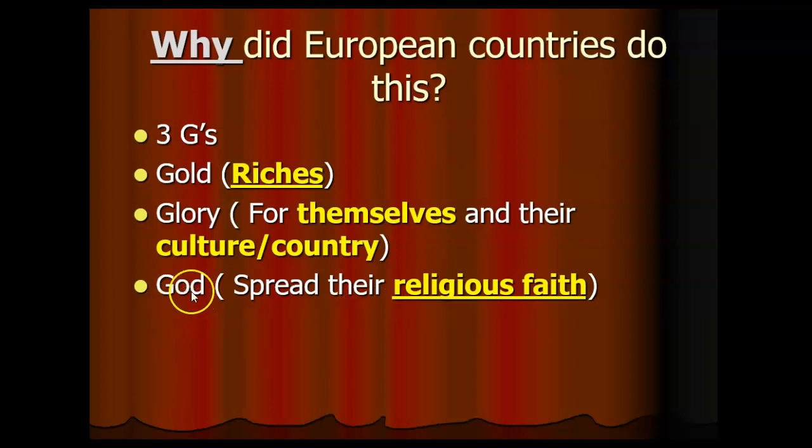So the first ones into the Western Hemisphere are the Spaniards. Spaniards are Catholic, okay? Now, you might not know, but the English, yes, they are Christian, but they are Protestant. So not only are they enemies as countries, they're also enemies according to their religion.